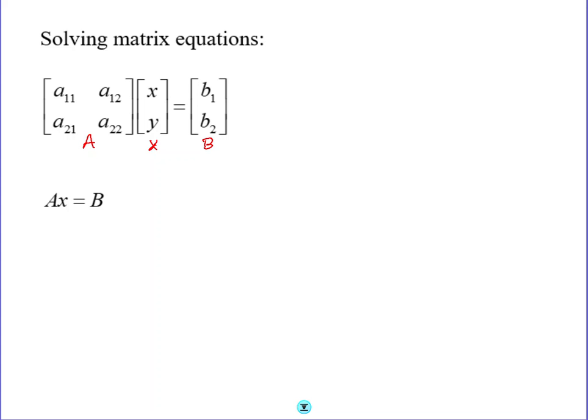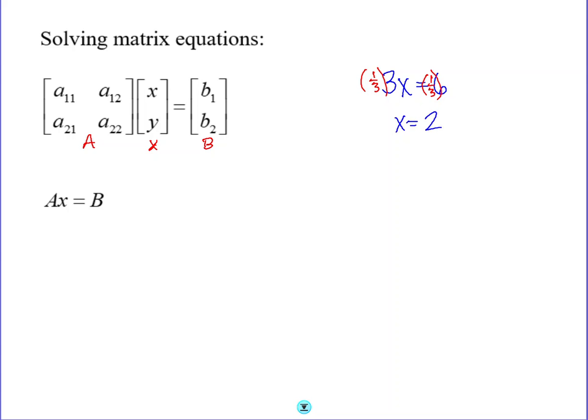Before I show you how to solve this matrix equation, let's go back to Algebra 1 real quick. If we have the equation 3x equals 6, we typically divide both sides by 3. But the other way we can do this is by multiplying by the inverse of 3, which is 1/3. If we do that, we end up with x equals 2. So that's the same thing that we're going to do with matrices.